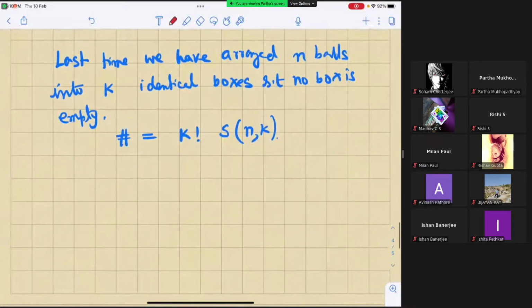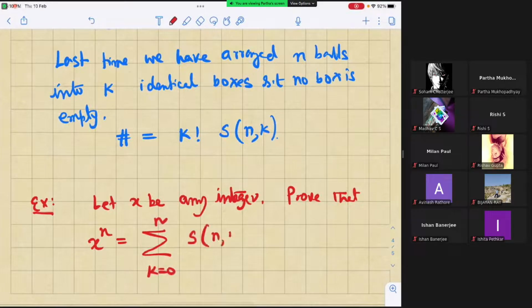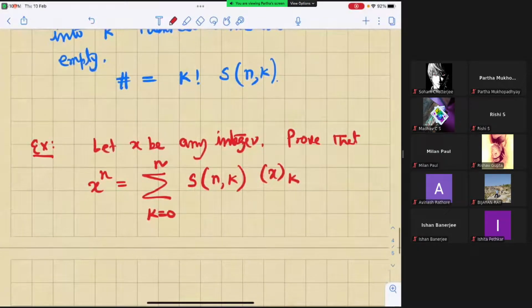Let's do a small exercise as we go on. Let x be any positive integer, of course, and then you prove that x power n is equal to the sum over k equal to 0 to n of S(n,k) times x_k. What is this notation x_k?